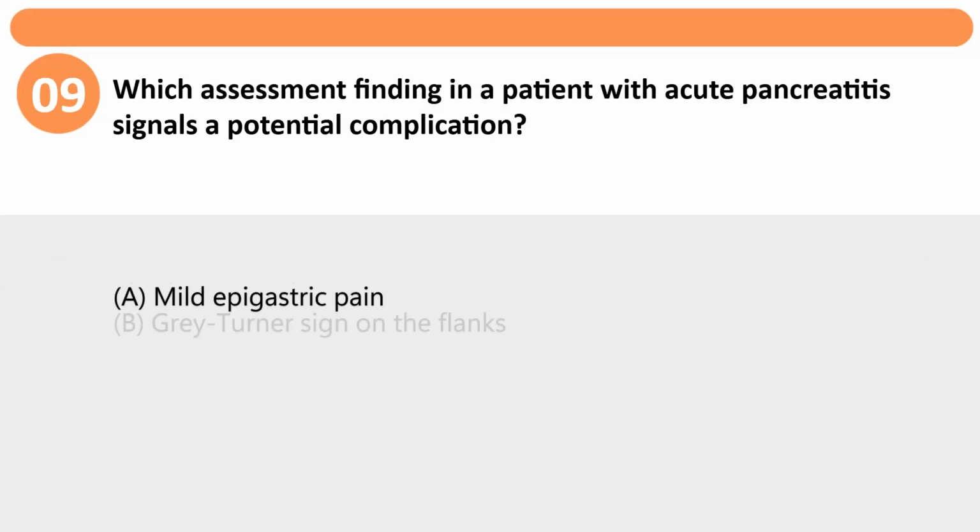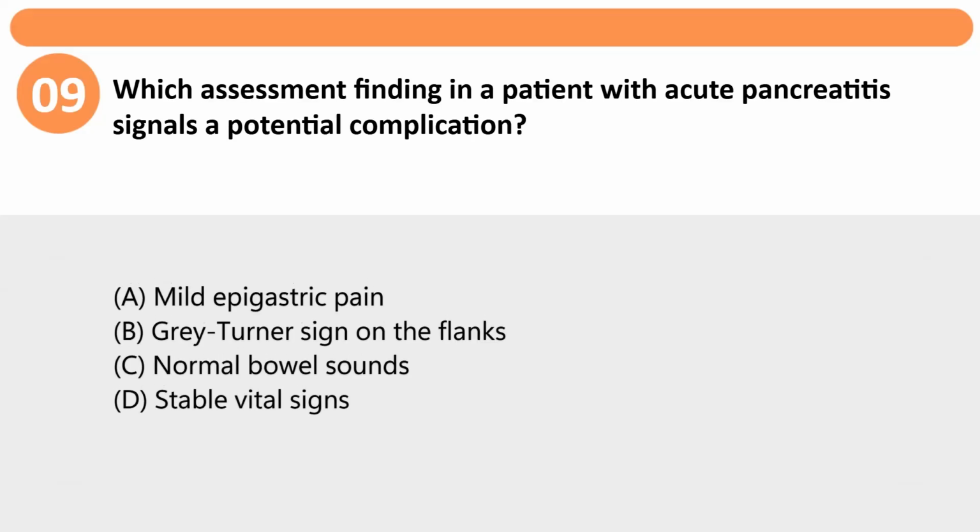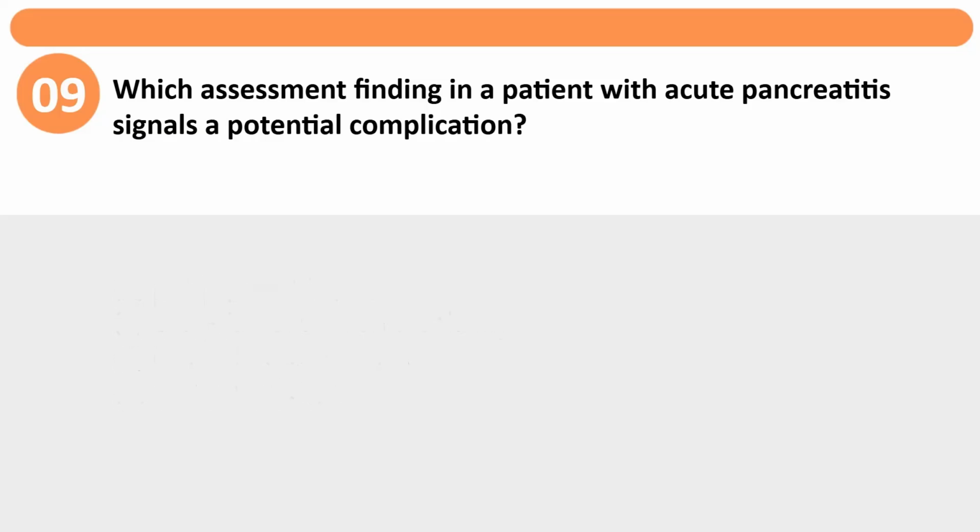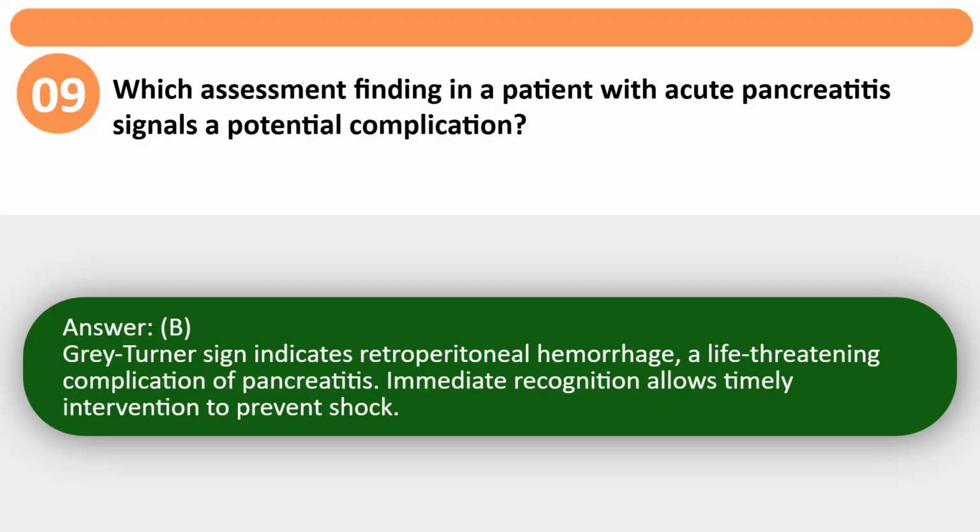Which assessment finding in a patient with acute pancreatitis signals a potential complication? A. Mild epigastric pain. B. Grey Turner sign on the flanks. C. Normal bowel sounds. D. Stable vital signs. Answer, B. Grey Turner sign indicates retroperitoneal hemorrhage, a life-threatening complication of pancreatitis. Immediate recognition allows timely intervention to prevent shock.